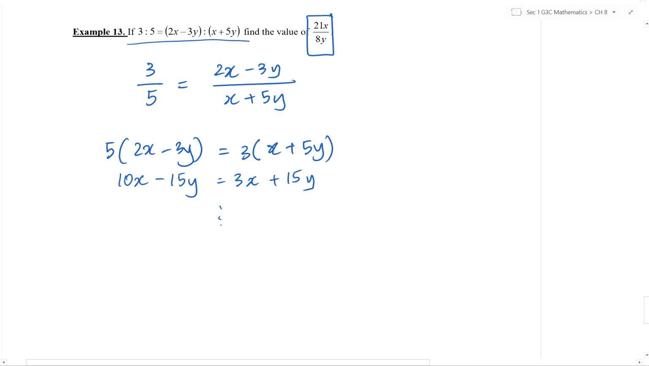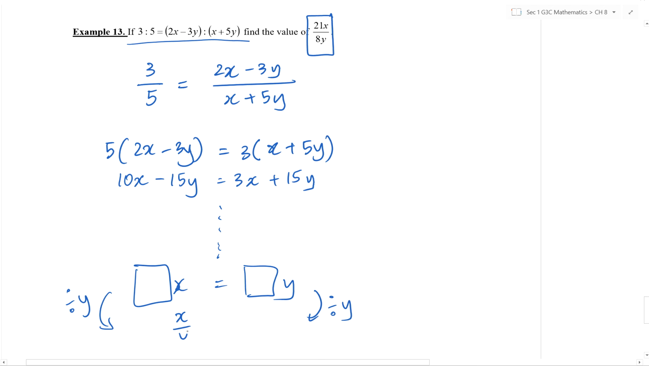If I work it out such that I get something x equals to something y, then my next step will be divide by y, so that I'll obtain an x over y. Something x over y equals to something. And this is what I require. I want the x over y. Now if you don't follow this, it is fine. You will still get the correct answer.